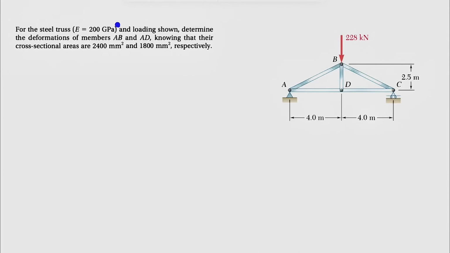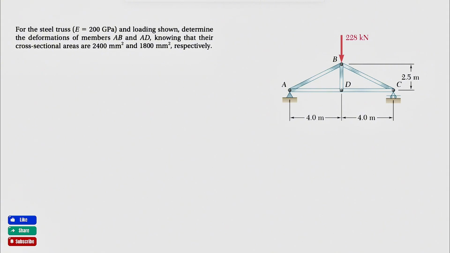Alright guys, welcome back. We're going to be solving another question from the second chapter of Mechanics of Materials by Johnston. In this one, for the steel truss that we can see, we have the elastic modulus of 200 gigapascal and the loading that we can see on top. We need to determine the deformations of members AB and AD, knowing that their cross-sectional areas are 2400 millimeters squared and 1800 millimeters squared respectively.